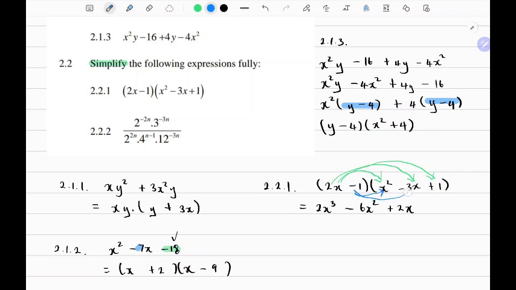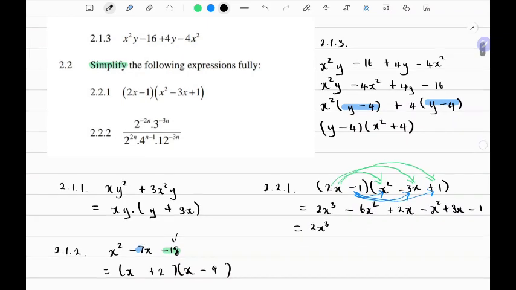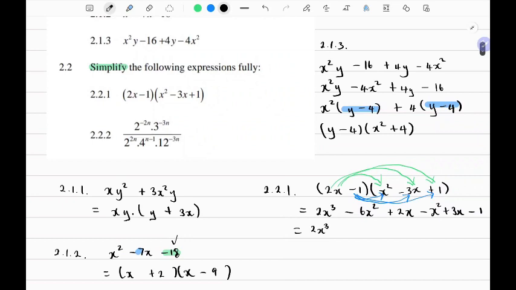Multiply negative 1 by the terms in the second factor. So this here is, I beg your pardon, minus x squared, because negative 1 times x is minus x squared, plus 3x minus 1. So now we can collect like terms. This here is 2x cubed minus 7x squared plus 5x minus 1.